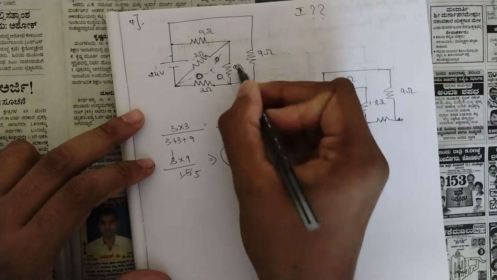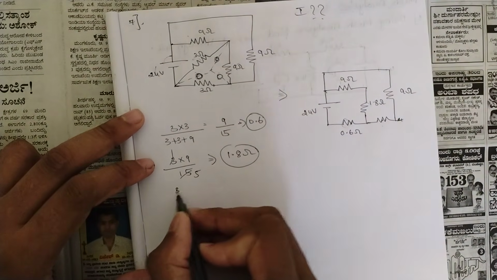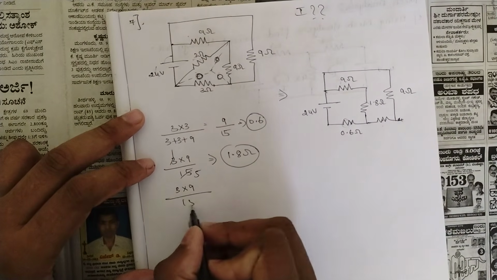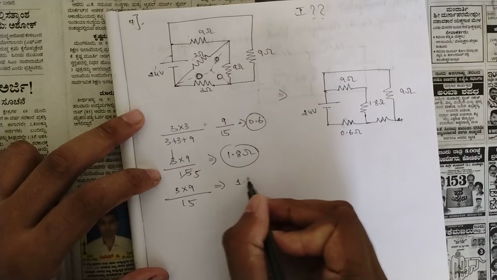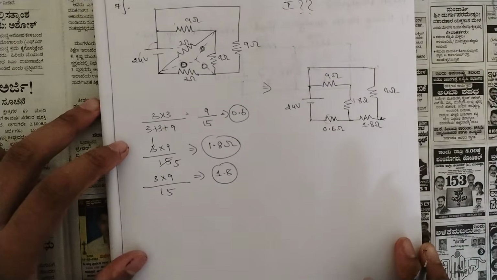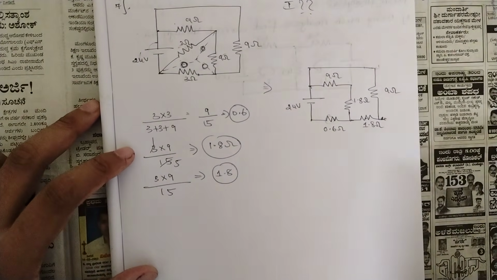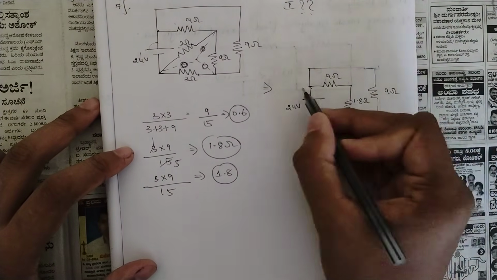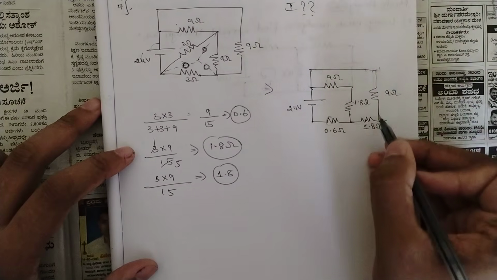Finally, for these two opposite ones: 3 into 9 divided by 15, again we would get 1.8 only, right? So this is again 1.8. Like this we have solved it. Now we have one series branch here. These two are in series, and similarly these two are in series.